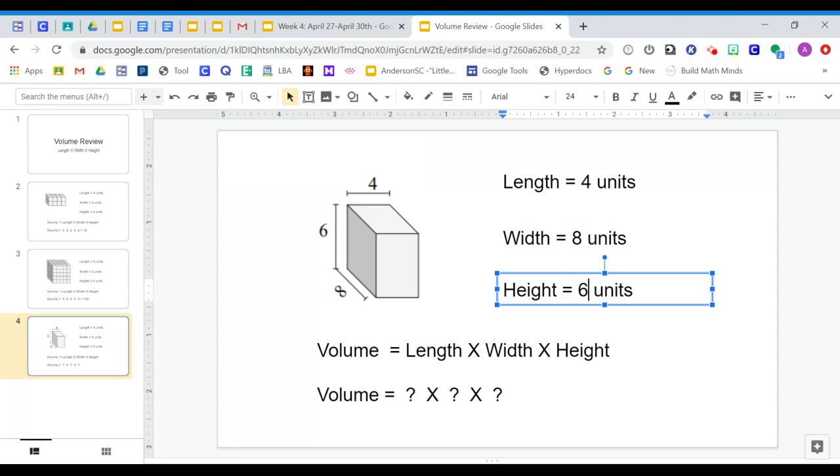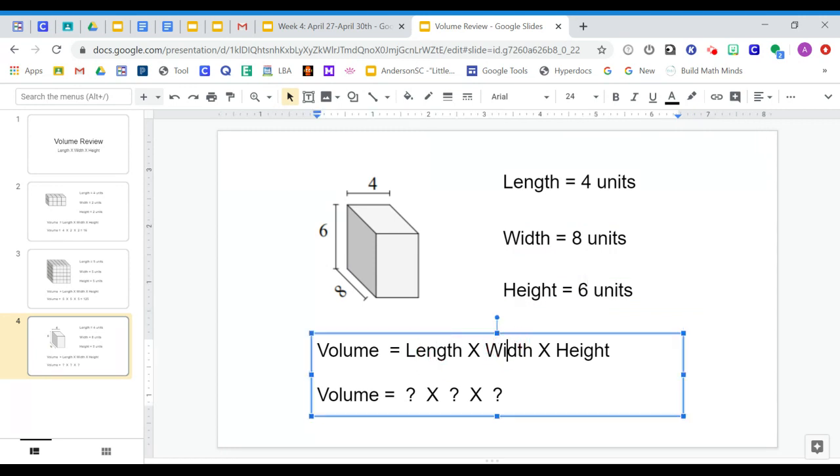In order to find volume, we need to do the length times the width times the height. Our length is 4. Our width is 8. And our height is 6. So we need to do 4 times 8, which is 32, and 32 times 6. Again, please feel free to use a piece of paper to multiply 32 times 6, which is 192.